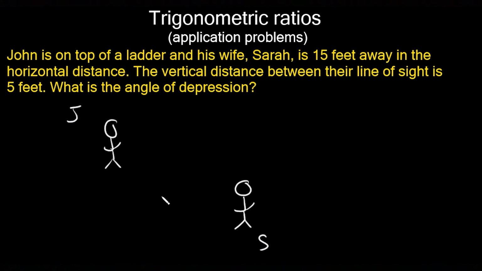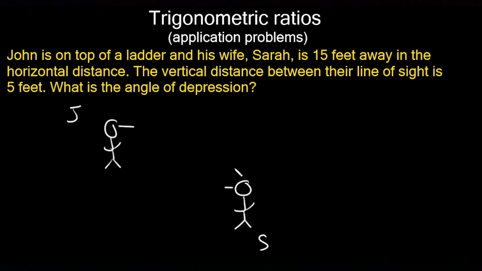Well, the first thing that I want to look at is their line of sight. You can look at the horizontal distance. You can go ahead and put that on if you would like, but I want to look at the line of sight first. That way we can get that out of the way. And so we're talking about from John's eyes, which is going to be right here, to Sarah's eyes, which are going to be right here. That's going to be a vertical distance of 5 feet.